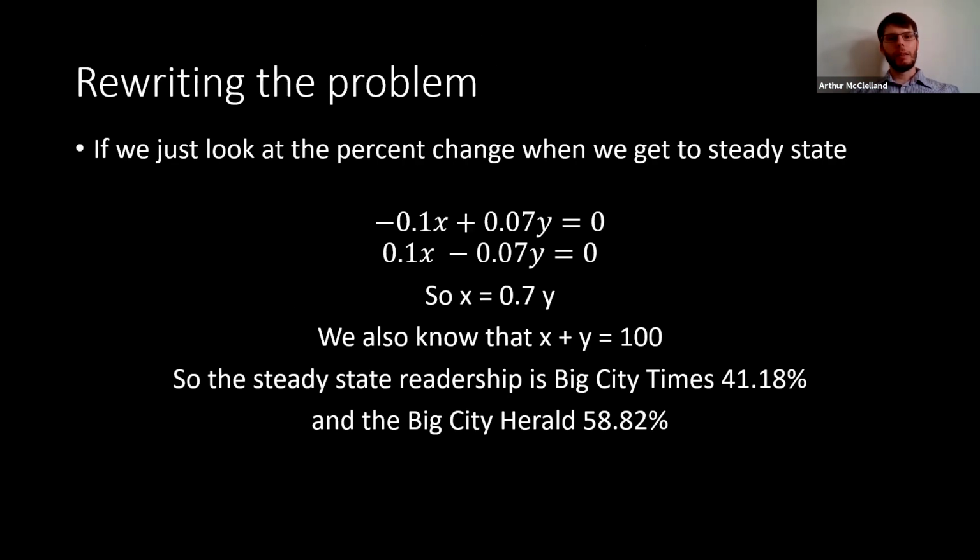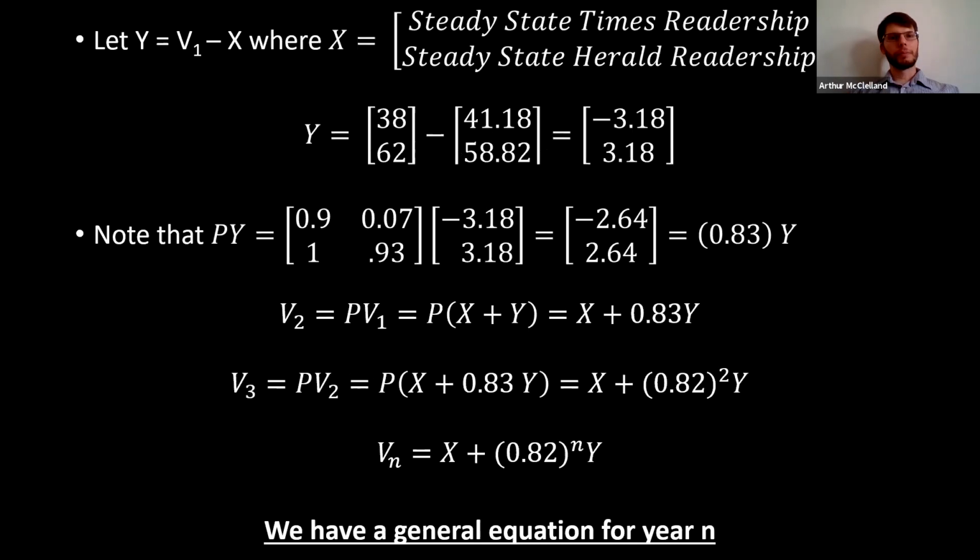So we can make some new state vectors. So let's let our vector y equal v1, which was the readership in the first year, minus x, where x is the steady state readership of the Times and the steady state readership of the Herald. So then y is year 1 minus steady state, and here's our change. So minus 3.18 and positive 3.18.